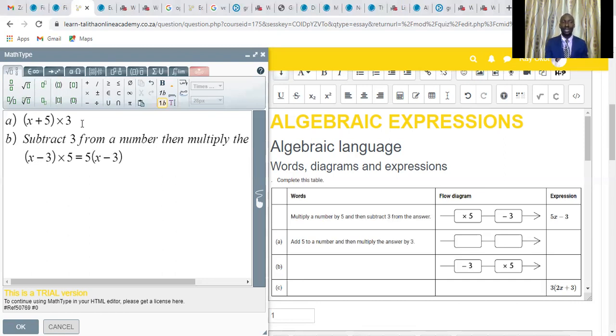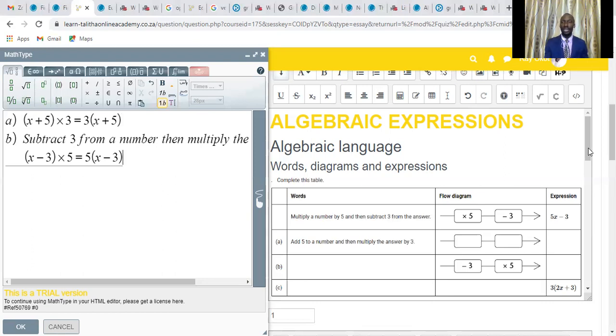Now notice that in the first expression, we could have done the same. Well, we would be having 3 times the quantity x plus 5. That is what we would get.